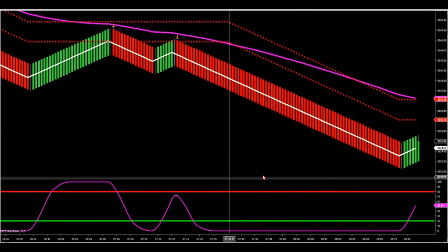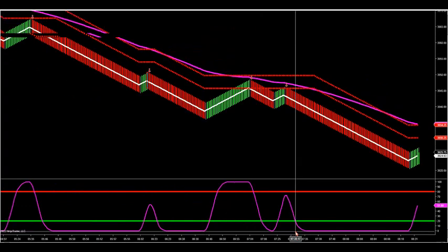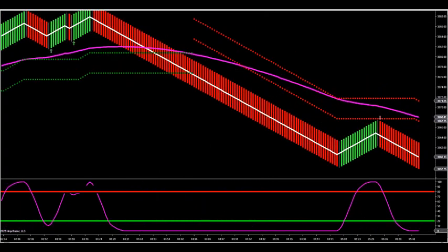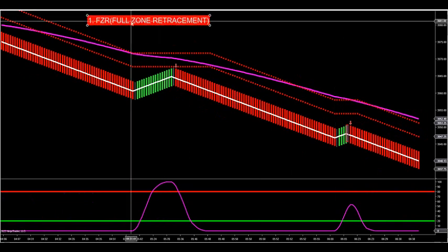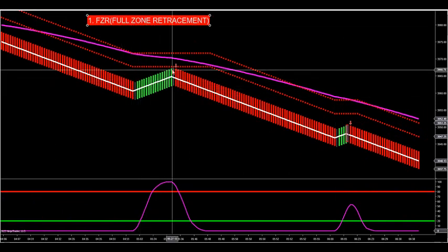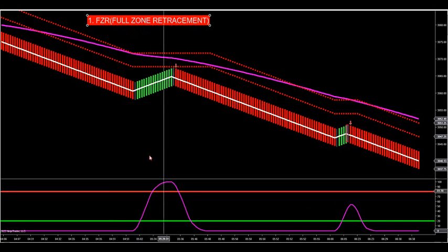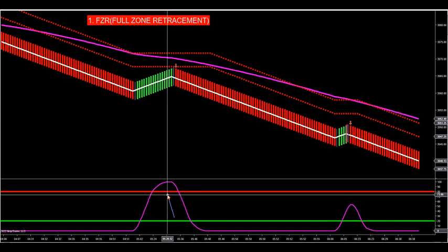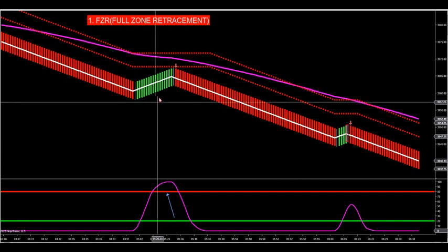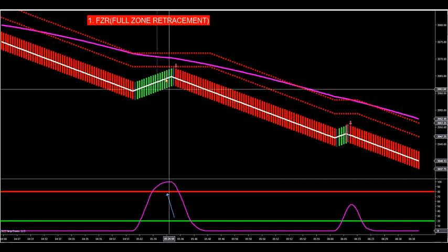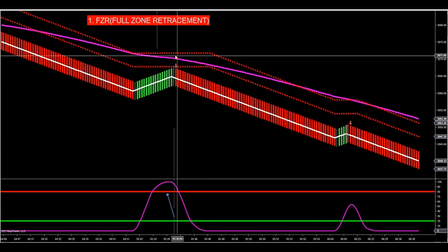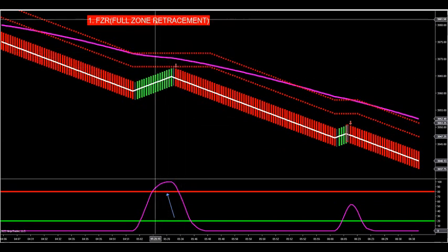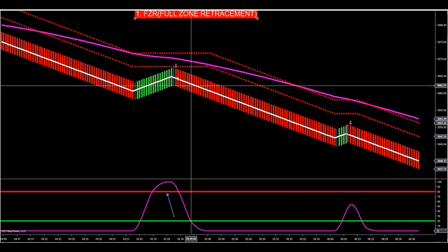So if I make it larger here, get over here a little bit. So that's a full zone retracement. You see we came up, and why it's a full zone retracement, if you look at this oscillator below, we have a 20 and 80 line. The 80 line is red and the 20 line is green. So once you get above 80, it's no longer a momentum trade because the price is retracing too much. So if you get above 80 and you get at the zone or inside the zone, then this is a setup. This is called a full zone retracement. This is the best retracement zone you're going to get.